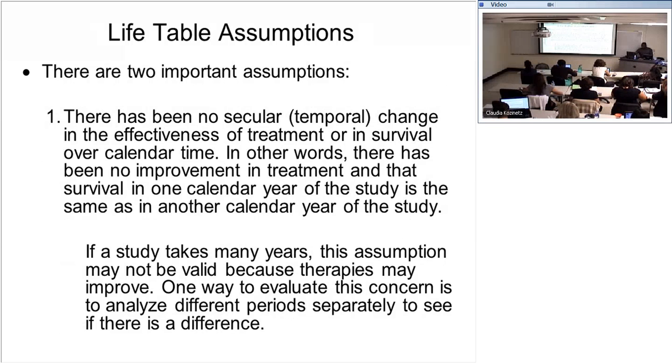So there are two important assumptions in life tables. The first assumption is that there has not been any secular change in the effectiveness of treatment or in survival over the calendar time. In other words, if there has been treatment change because people are joining or getting treated, then as you follow people, it will be biased.